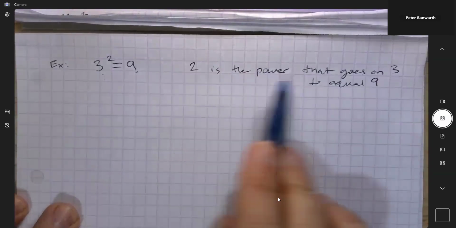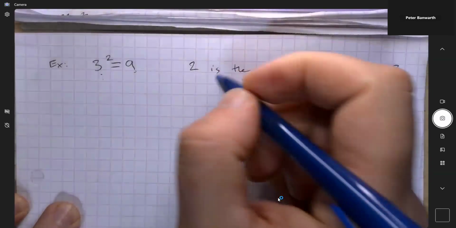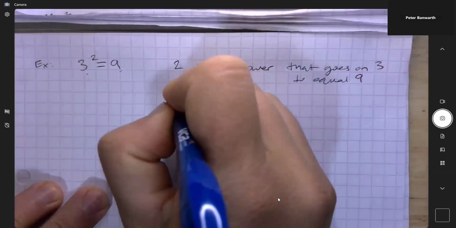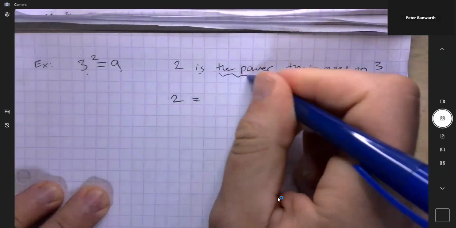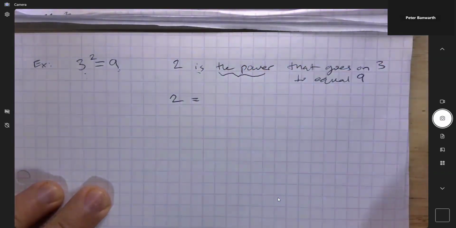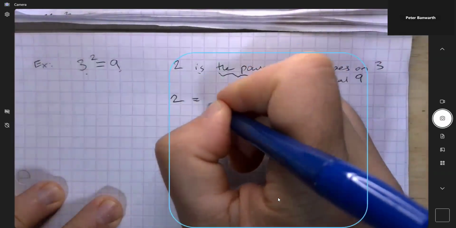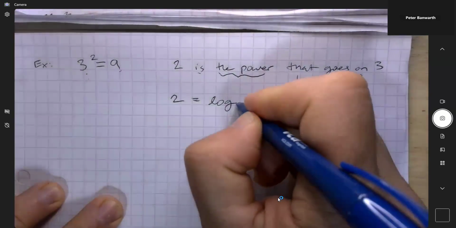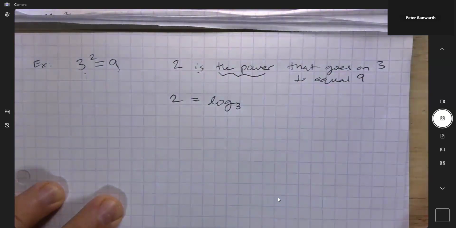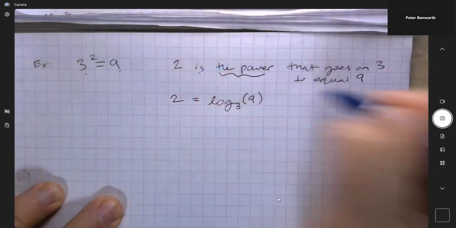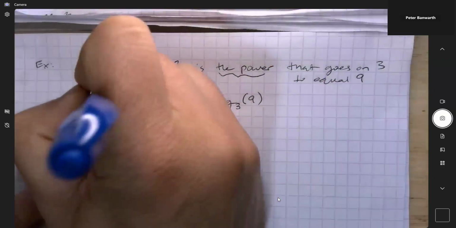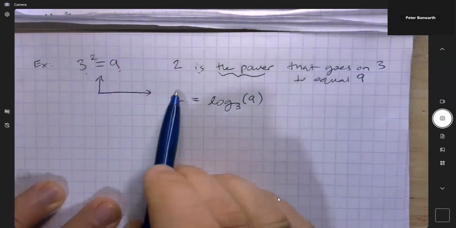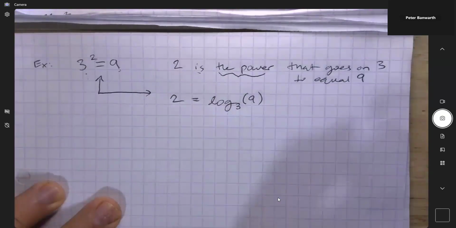So if I were to write this sentence in words, I'm going to have to do a little bit of matching. The word "is" we write as an equal sign. A logarithm is a power. So whenever I see 2 is the power, I'm going to think 2 is the logarithm. I write log. It goes on 3, so I'll write the little 3 down here so I understand what the base is, to equal 9. And now I have written that exponential 3 squared equals 9 as a logarithm. 2 equals log base 3 of 9.